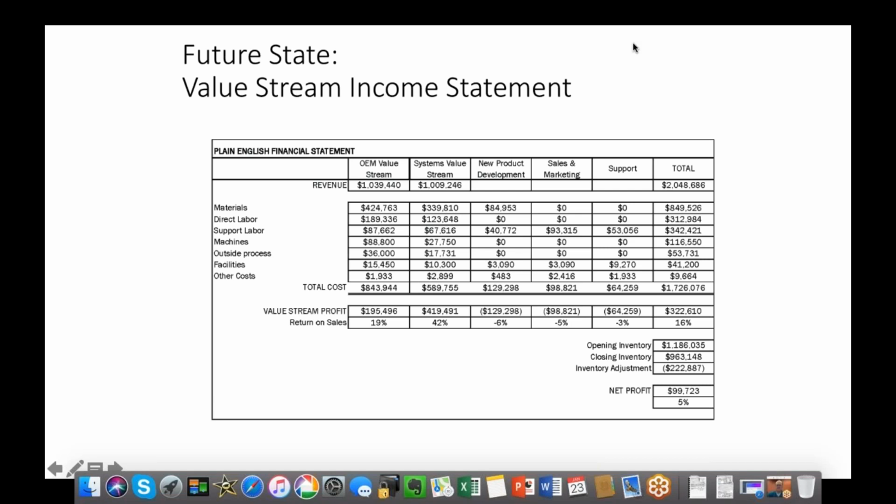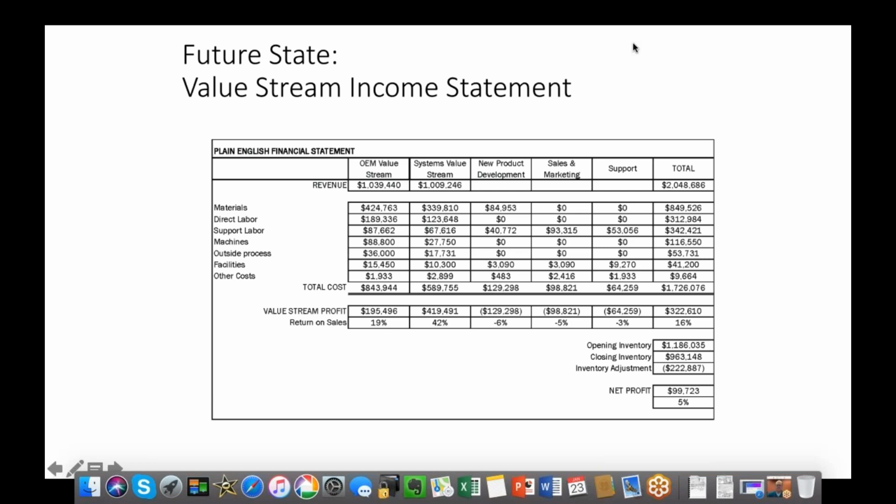If you go down to the value stream profit line, you see that the operational profit for this company was $322,610. And that's really what we want to accomplish with the value stream income statement, is accurately show operational profit. The primary reason that the net profit was less than period 1 was the inventory valuation issues.